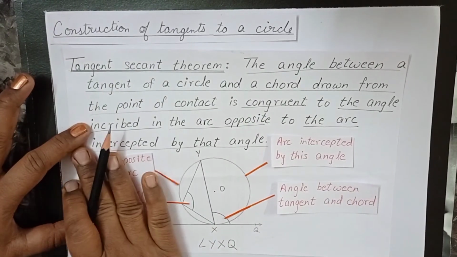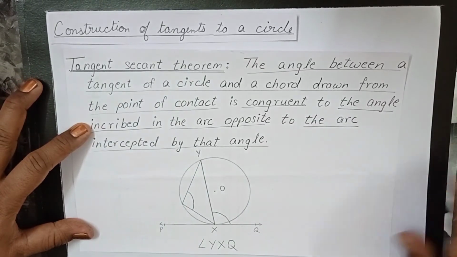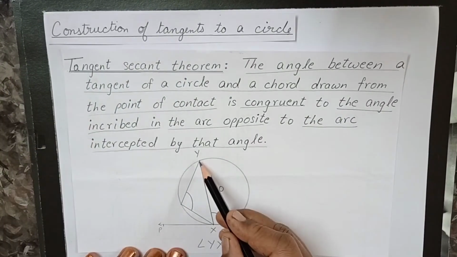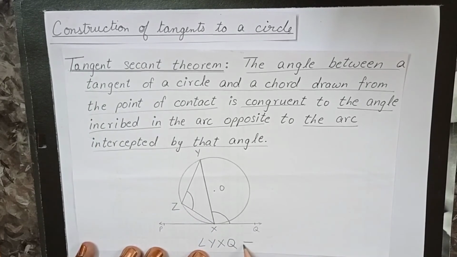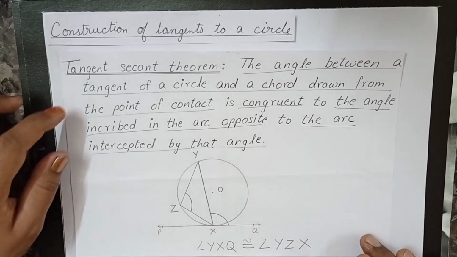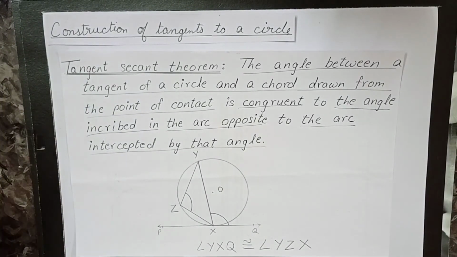Okay, so I'm just removing all of these. So what we have here is angle YXQ, let me name this as Z, will be congruent to angle YZX. This is the tangent secant theorem.